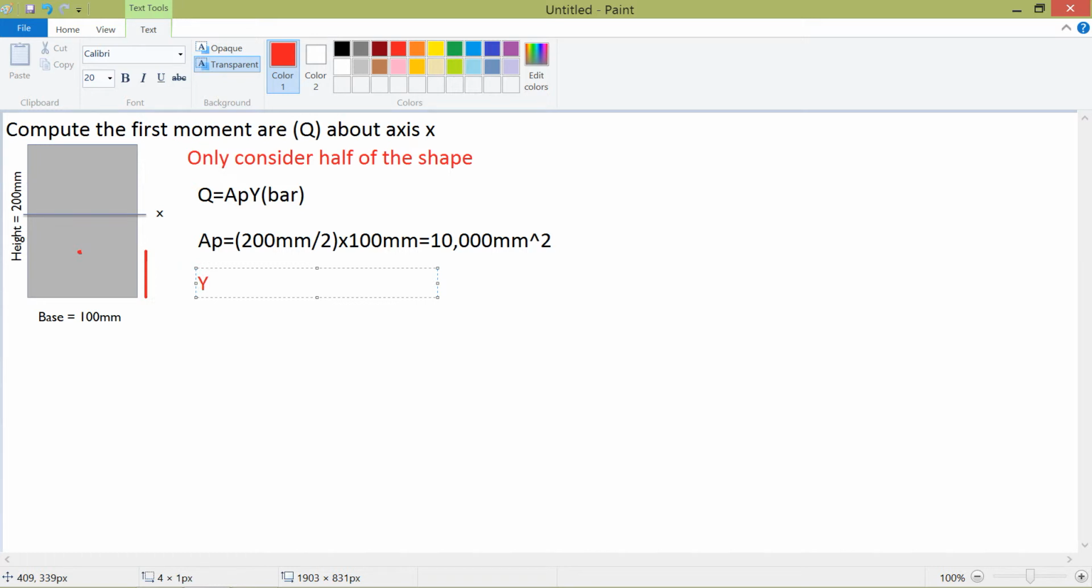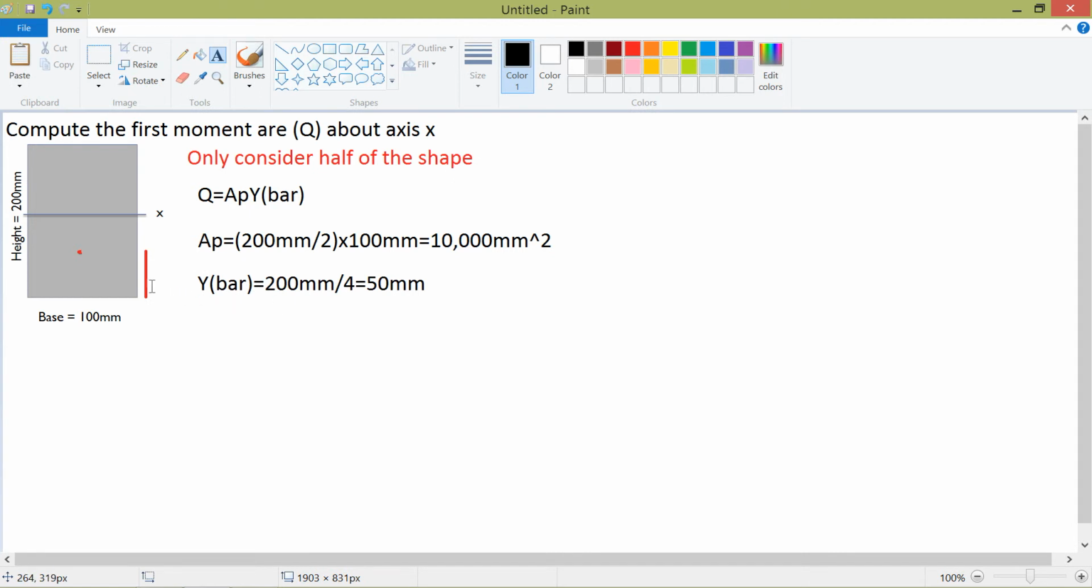Then y bar is equal to 200 millimeters, which is the entire length. If I divide it by 2, that just gets me to the x-axis. So I'm just going to divide it by 4. If I do that, that equals 50 millimeters. This little distance of this line right here is 50 millimeters. That's the same from the bottom or from x to that location, still 50 millimeters.